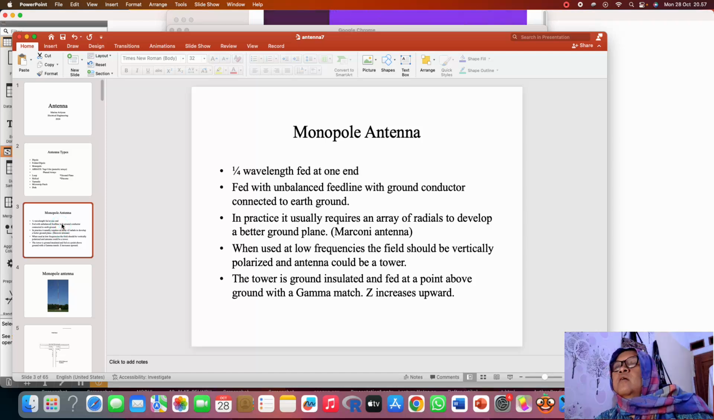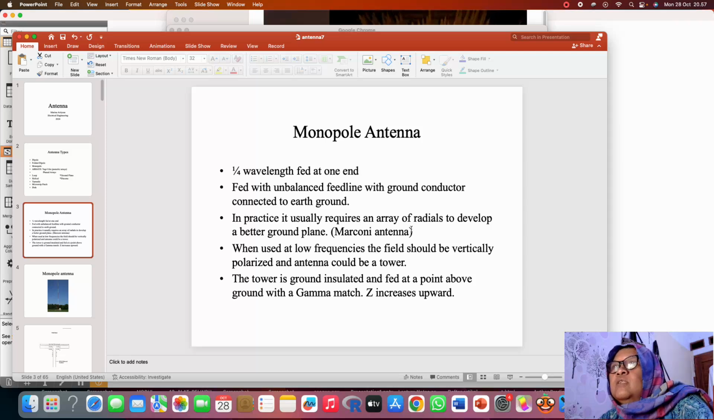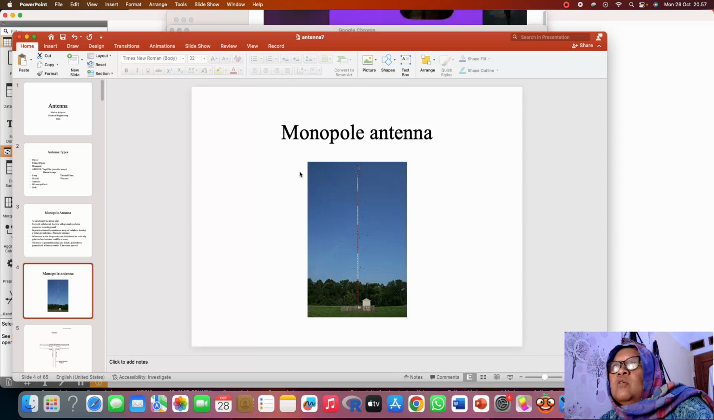This is about the monopole antenna. One-quarter wavelength fed at one end, fed with an unbalanced feed line with the ground conductor connected to earth ground. In practice, it usually requires an array of radials to develop a better ground plane. Marconi-T, and at low frequency the field should be vertically polarized, and the antenna could be a tower. The tower is ground insulated and fed at a point above ground with a gamma match. Now this is the monopole antenna.